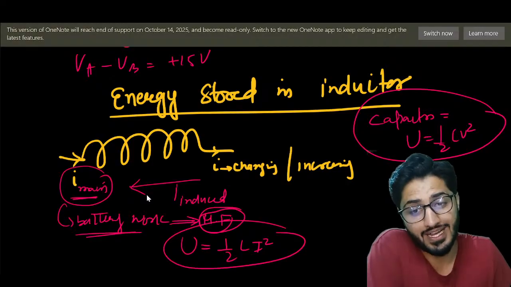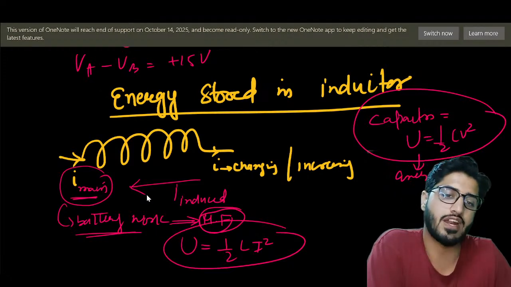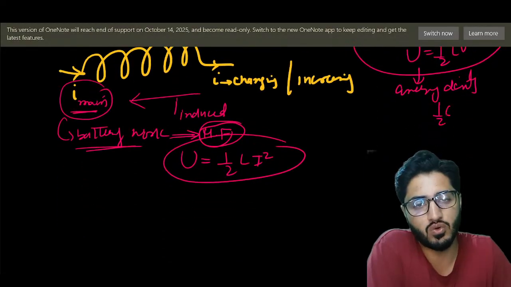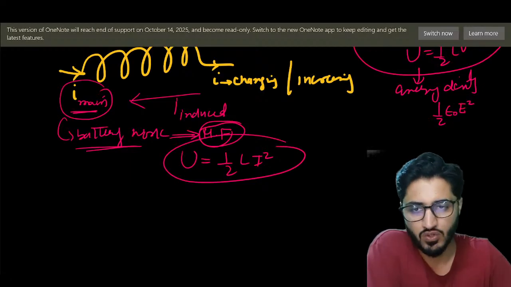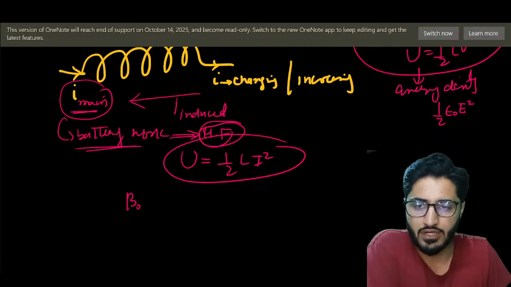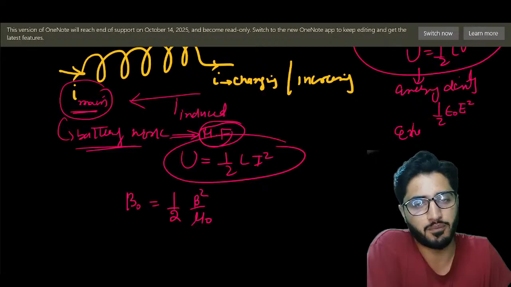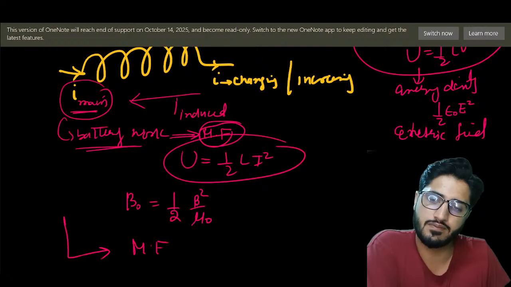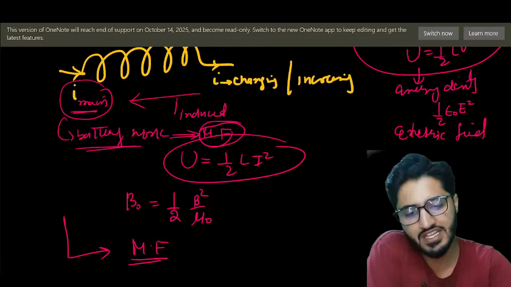There we have a topic now, energy density. In my capacitor, we have an energy density. Do you know the formula for energy density? Yes, it was 1 by 2 epsilon naught E square. So here we are having B, it is 1 by 2 B square by mu naught. There the energy is stored in an electric field, here energy is saved as a magnetic field. Just remember these things, very easy things that you need to remember.